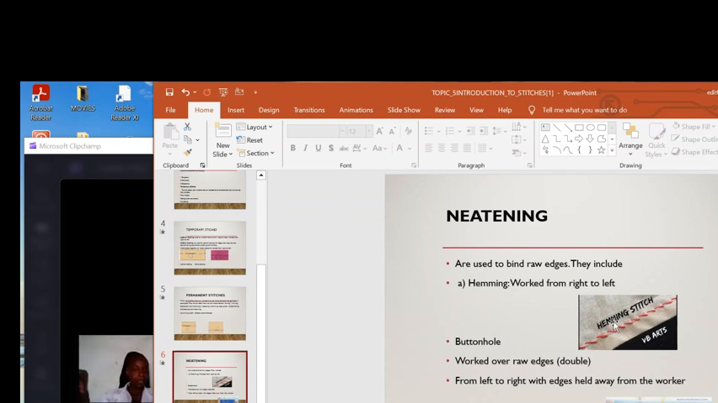Now let us see the example of buttonholing. Here you can see it's worked over raw edges or a double edge. It's also worked from left to the right side with the edges held away from the garment worker. This is when sewing the buttonhole stitch. We also had hemming, which is worked from the right to the left side. You can see this is an example of a hemming stitch.